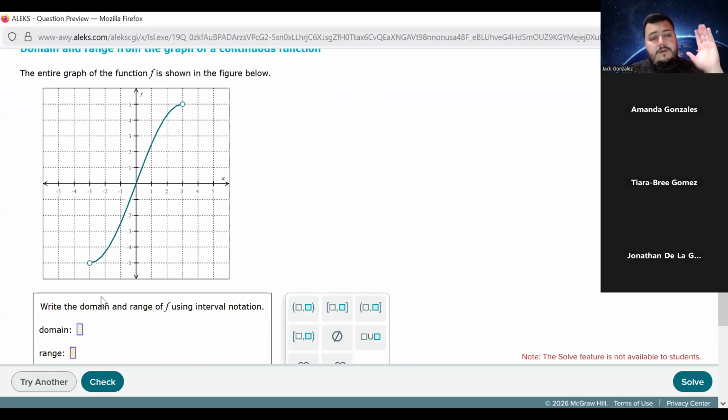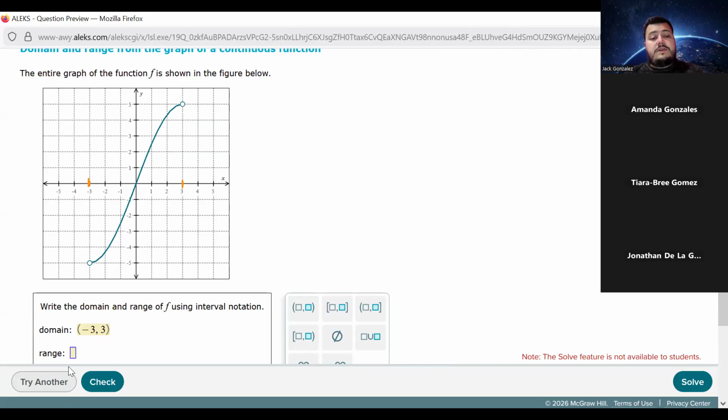So domain is how far to go to the left and how far to go to the right. Clearly it stops. It doesn't go on forever. There's no arrows or whatever. And there's also holes on the edges, so I cannot include those numbers. So the lowest x value is -3, highest x value is 3, but I cannot include them because there's holes. So you would have to put parentheses. So -3 to 3.